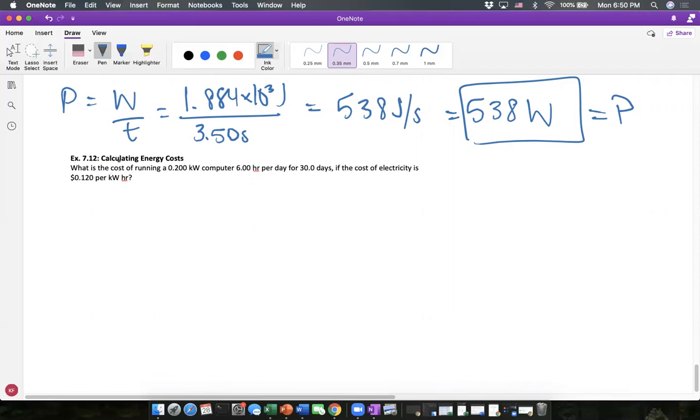This one is calculating energy costs. Okay, so this one says, what is the cost of running a 0.2 kilowatt computer 6 hours a day for 30 days if the cost of electricity is 12 cents per kilowatt hour? Okay, so remember that energy is equal to power times time. This is what we're going to be using.